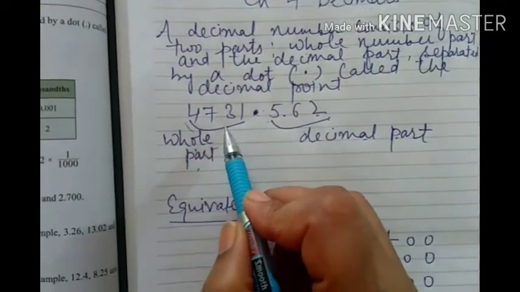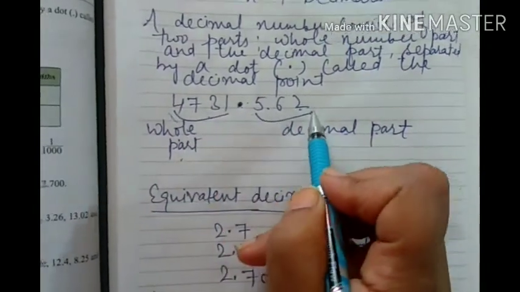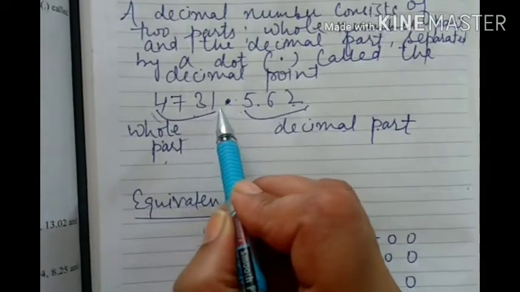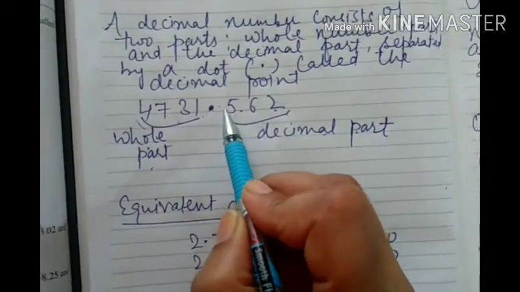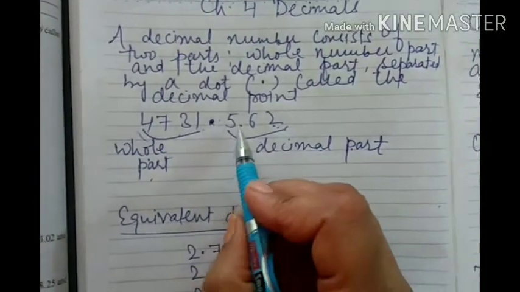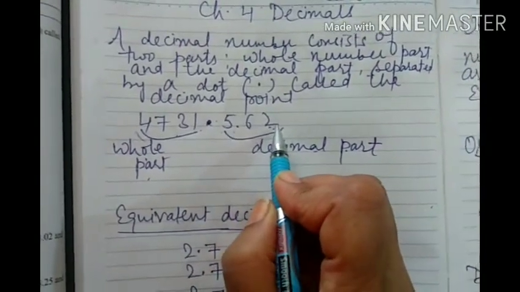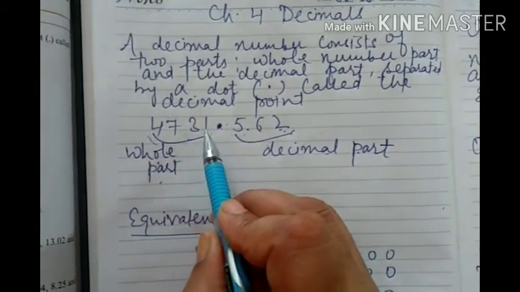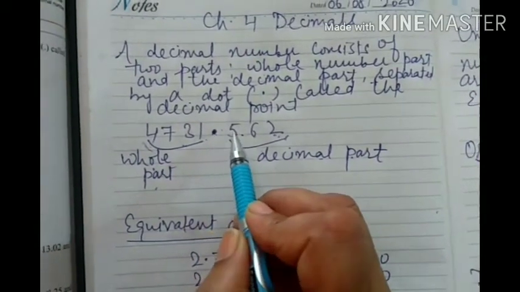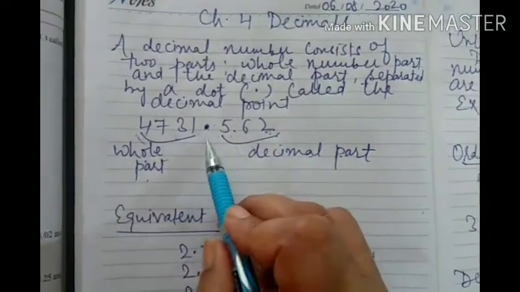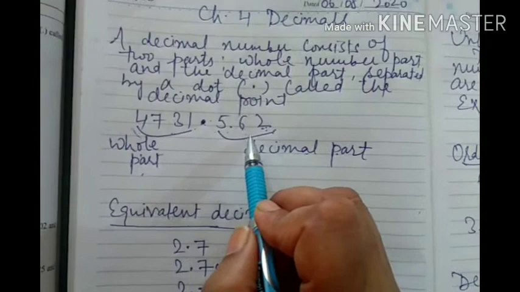We read this decimal number like this: 4731.562. After the decimal we read the digits separately. 4731.562. In this way we read the decimal number.